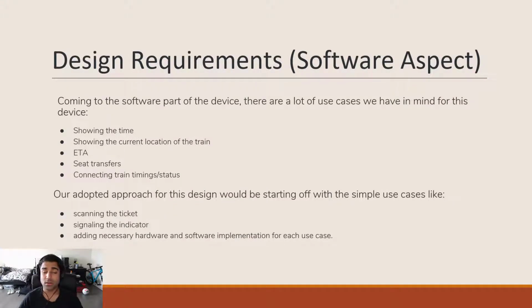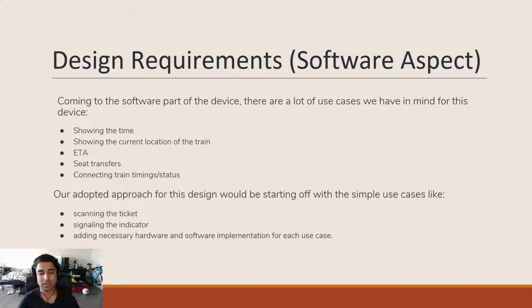The design requirements for the device were to show the time, the current location of the train, estimated time of arrival, seat transfers, and connecting train timings, in case the passenger wants to transfer to another train to get to a different destination. And for seat transfers, if the passenger wants to sit with someone he recognizes in his own car. These are kind of GUI implementations, except for the seat transfers, which is a high level implementation we didn't really get into.